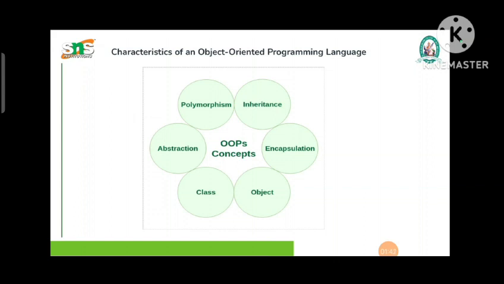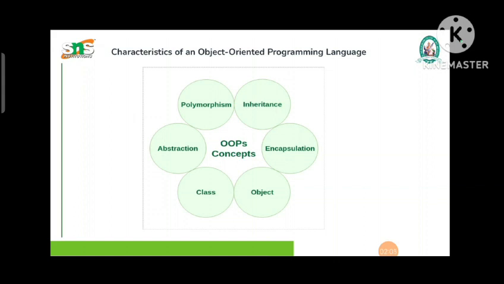Next is the object. An object is an identifiable entity with some characteristics and behavior. An object is an instance of a class. When a class is defined, no memory is allocated, but when it is instantiated, that is, when an object is created, the memory is allocated.